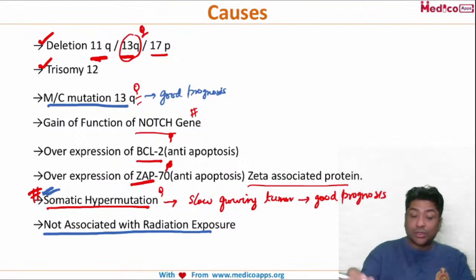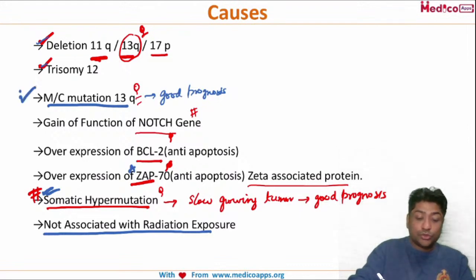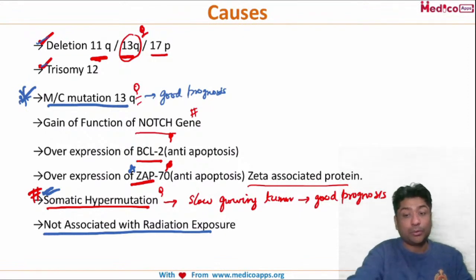And again, what are the questions they will ask you? They will ask you about all the chromosomal abnormalities. They have already asked about ZAP70 and BCL2. They have asked which is the most common abnormality, and what are the chromosomal abnormalities associated with better prognosis. So these are the important causes.